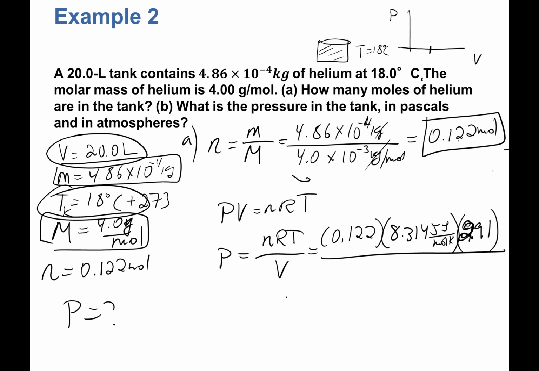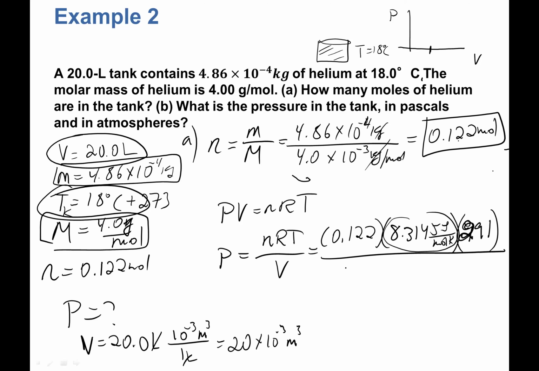Well, because I'm using this gas constant, volume has to be in cubic meters, but I'm given it in liters. So the volume, which is 20 liters: 1 liter is 10 to the negative 3 cubic meters, so we get 20 times 10 to the negative 3 cubic meters. Then come back here, 20 times 10 to the negative 3 cubic meters. So we get pressure as 1.47 times 10 to the 4 Pascal.